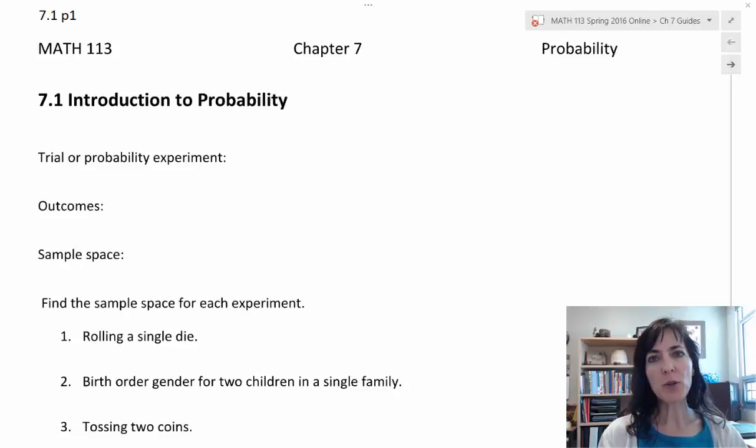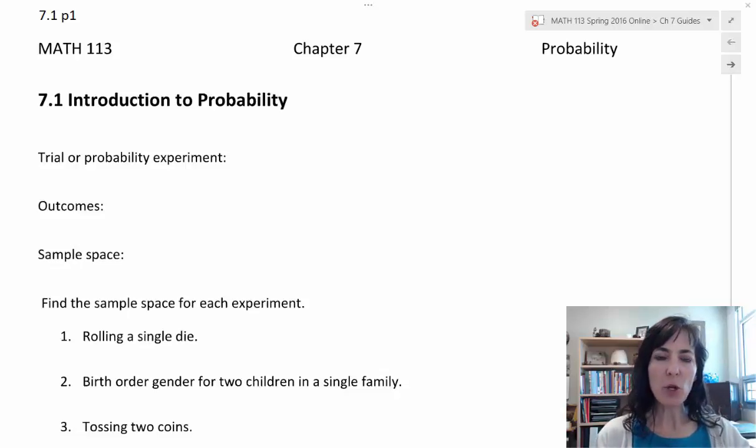7.1 Introduction to Probability. We're shifting gears slightly from what we did in Chapter 2, and we're going to start looking at probability of certain events. And you may have learned some probability before, and hopefully we'll build on what you've learned before and show you how we can use probabilities in the world.